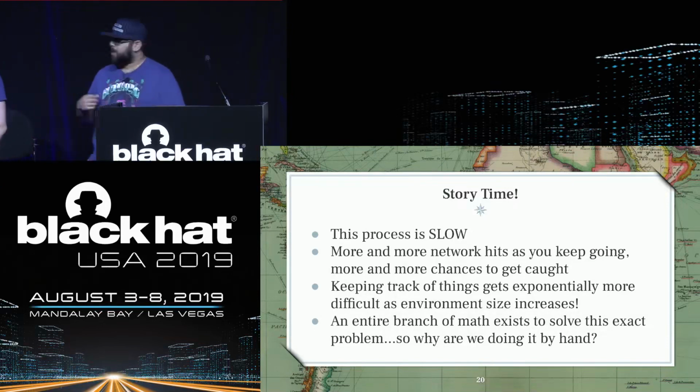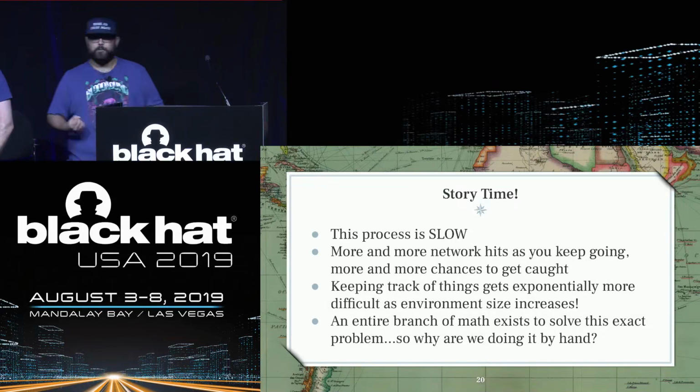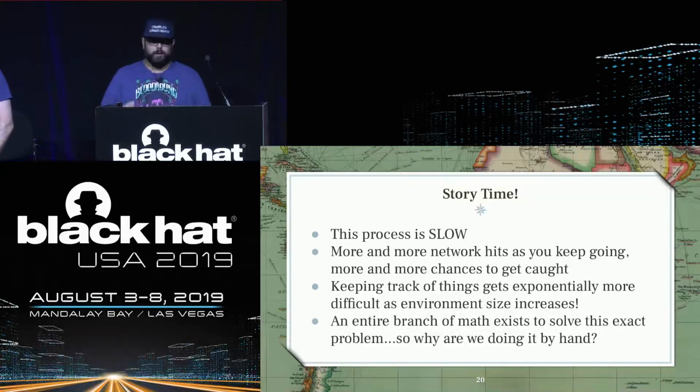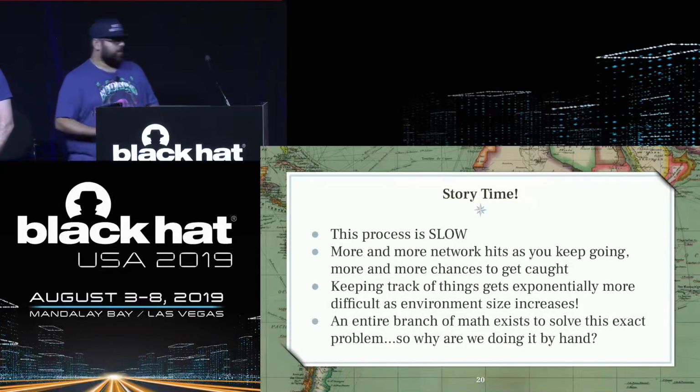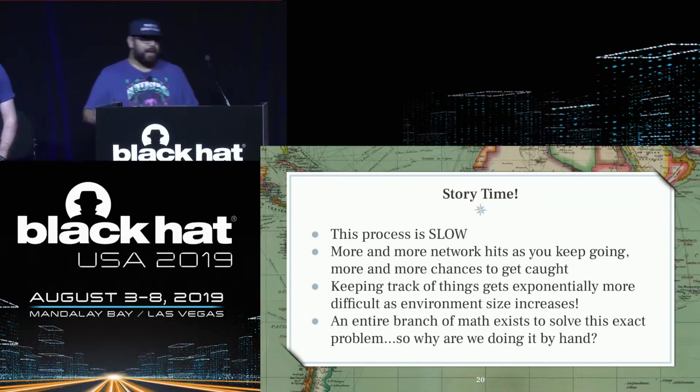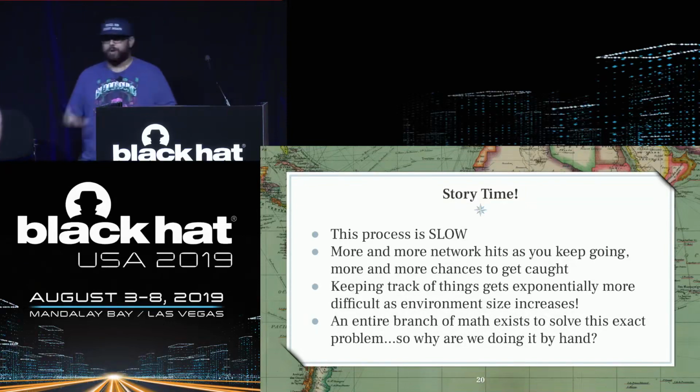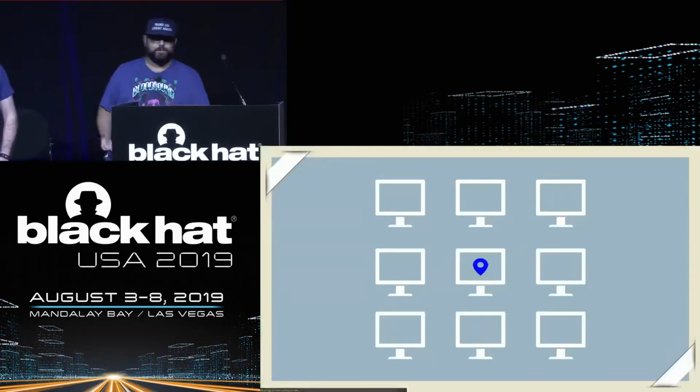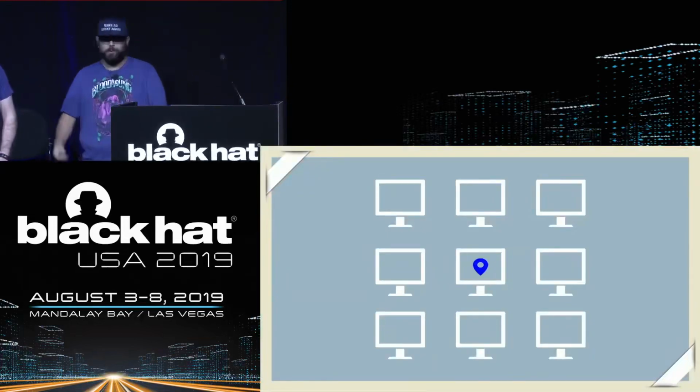And as you get bigger and bigger networks, keeping track of what you're enumerating gets harder and harder. We used to try and solve this by using Excel pivot tables, which is like the worst thing you can possibly touch. So we wanted to do it better. And as it just so happens, an entire branch of math that we all fell asleep during math class for exists to solve this problem. So why are we doing this ourselves? So let's do it the new way.